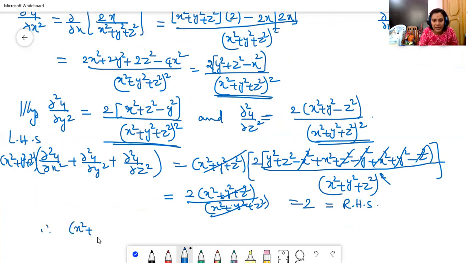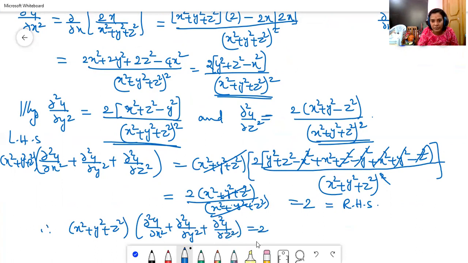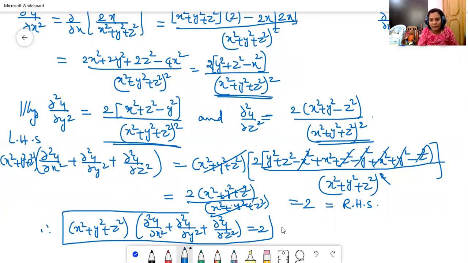Therefore, x square plus y square plus z square into dou square u by dou x square plus dou square u by dou y square plus dou square u by dou z square equal to 2. It is the verification, or show that, or prove that. Okay. Just you can concentrate about variables and in which variable we are differentiating. Just you concentrate on that only.